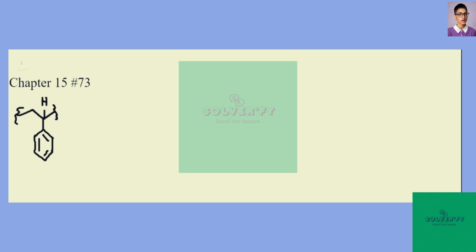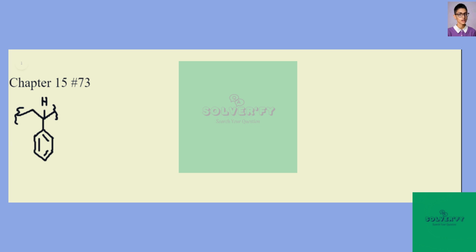This is the answer to Chapter 15, problem number 73 from the Smith Organic Chemistry textbook. This problem asks us to explain why polystyrene is much more readily oxidized by oxygen in the air than polyethylene is, and which H's in polystyrene are most easily abstracted and why.